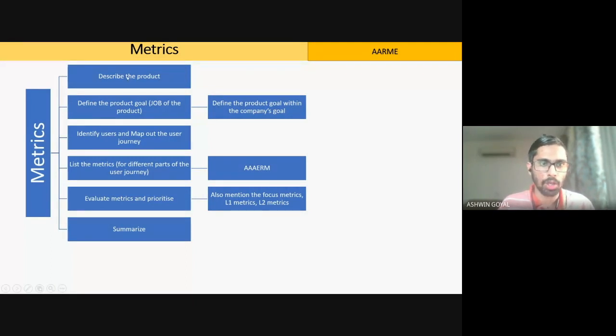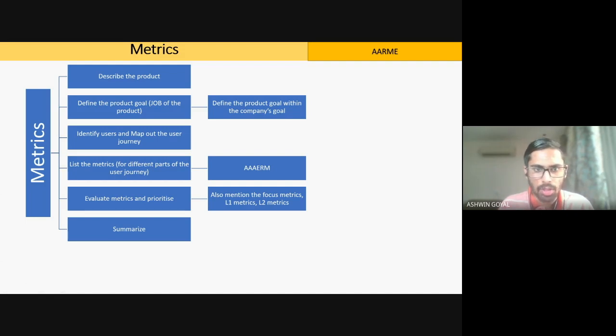First, we describe the product, then we try to understand what is the goal of the product, right? What is the job of the product? And then we identify users. We write down the user journey of the users. They start from, let's say, they open the Flipkart app, they search for a product, and out of the listed products, they choose one listing and then open the product details page and then go ahead and add to cart and then buy that product, right? This is in case of an e-commerce sign up flow. So that is the user journey.